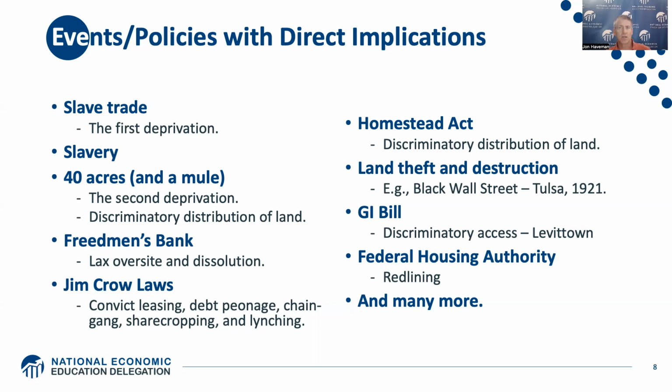Jim Crow laws in the wake of Reconstruction, the Homestead Act, and one of those laws that's not overtly discriminatory, but in effect turned out to have been land theft and destruction. There are lots of instances of white Americans going in and just burning down Black neighborhoods. The most prominent is probably the destruction of Black Wall Street in Tulsa, Oklahoma. We just commemorated the 100th anniversary of that a couple of years ago.